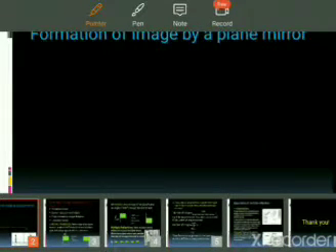In the first video, we have studied something about mirrors and some formulas and concepts related to light. In that, we have even studied about mirrors. In this video, we will study about formation of image in case of plane mirror. Earlier, we know something about plane mirror.